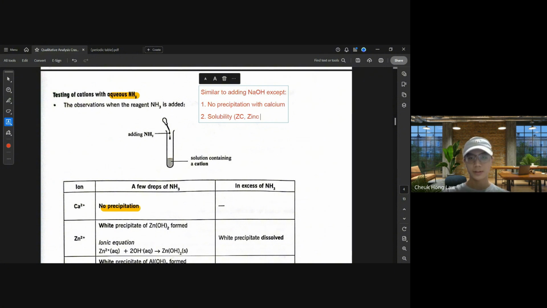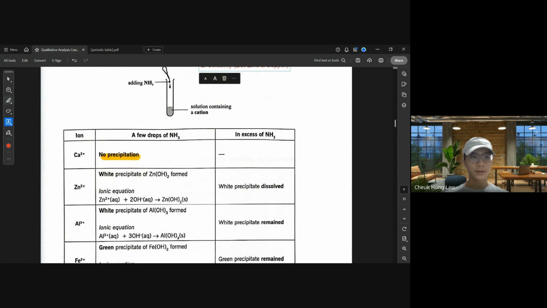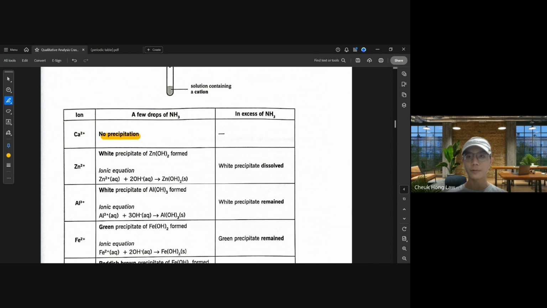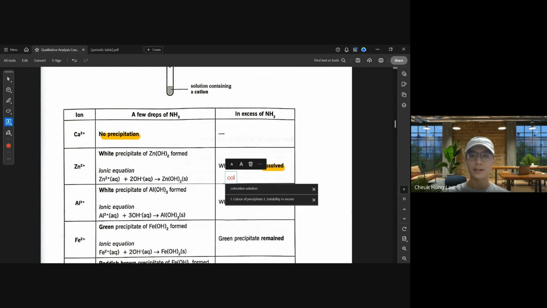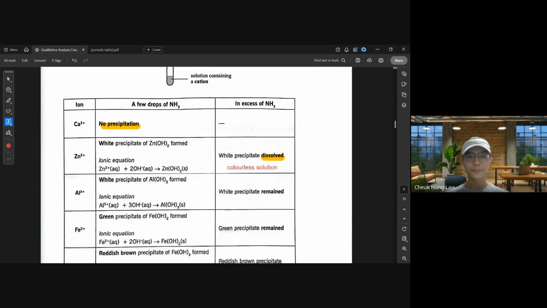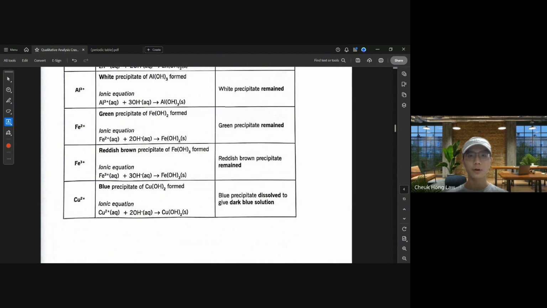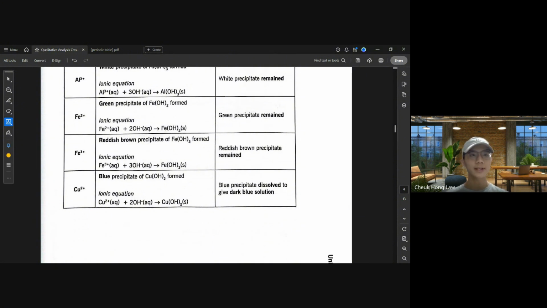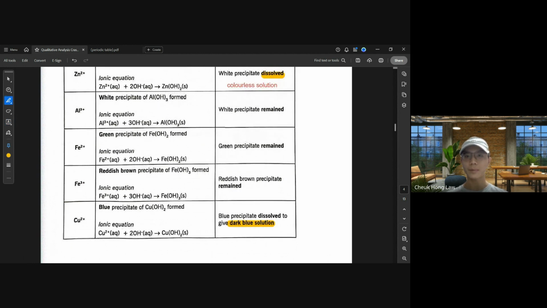Zinc and copper. So your zinc hydroxide will dissolve in excess aqueous ammonia to form a colorless solution. Then your copper, your blue precipitate, copper(II) hydroxide, will dissolve in excess to form a dark blue solution. Okay.